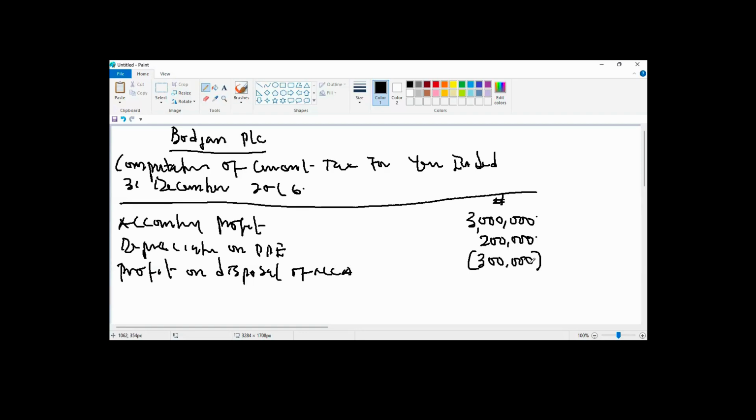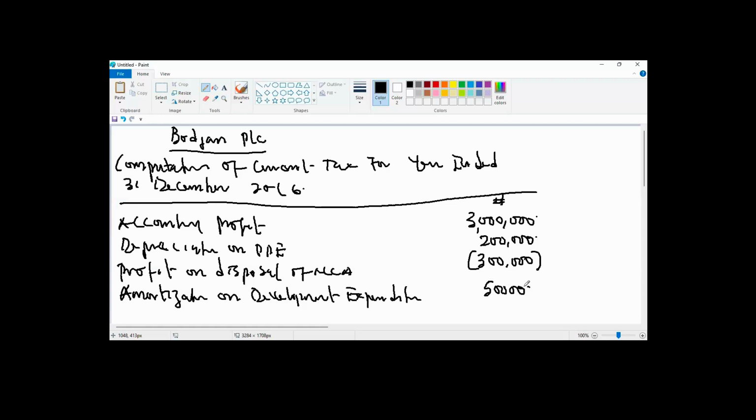Boja incurred development cost of 200,000, out of which 50,000 has been amortized. Just like depreciation, amortization on expenditure, we add back 50,000 during the year.